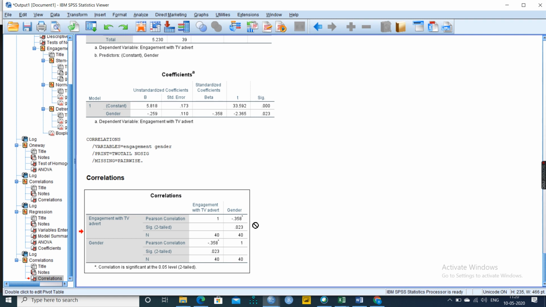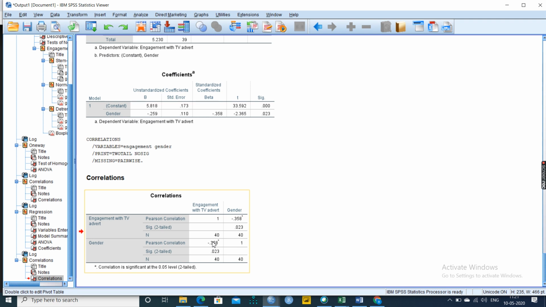We have coded male as 1, but the dispersion of data is high here, so minus has come for this. For female we have coded 2, but the dispersion of data is less here, so minus 0.358 has come. So we should not consider it as negatively correlated, we have to take this as positive only.